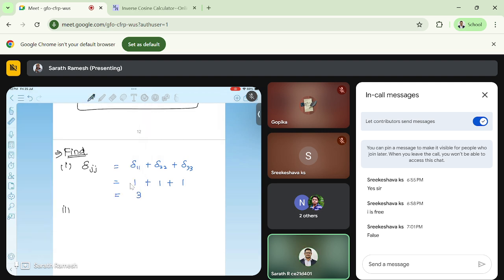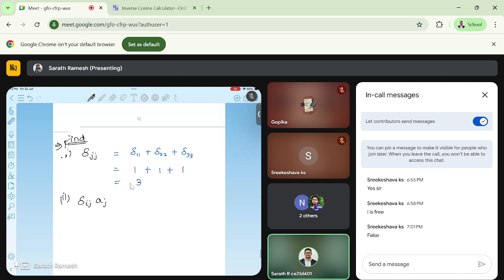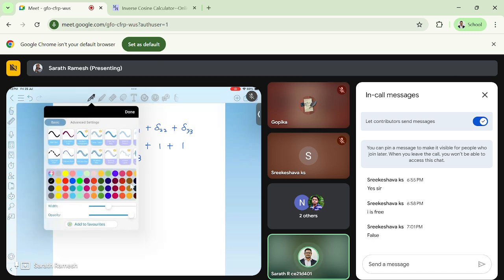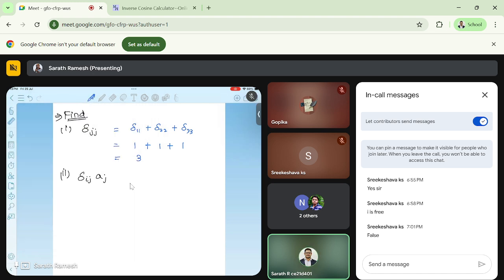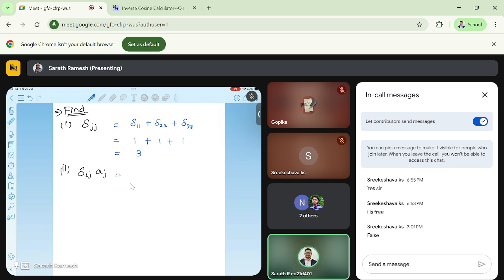One more question. We have to find delta ij aj. If you have a notebook, please do it yourself. You can do it along with me, so it will be more effective, right? So what is delta ij aj? First ask, is there any dummy index? Yes, j is my dummy index. So we have to add from 1 to 3: delta i1 a1 plus delta i2 a2 plus delta i3 a3, correct?